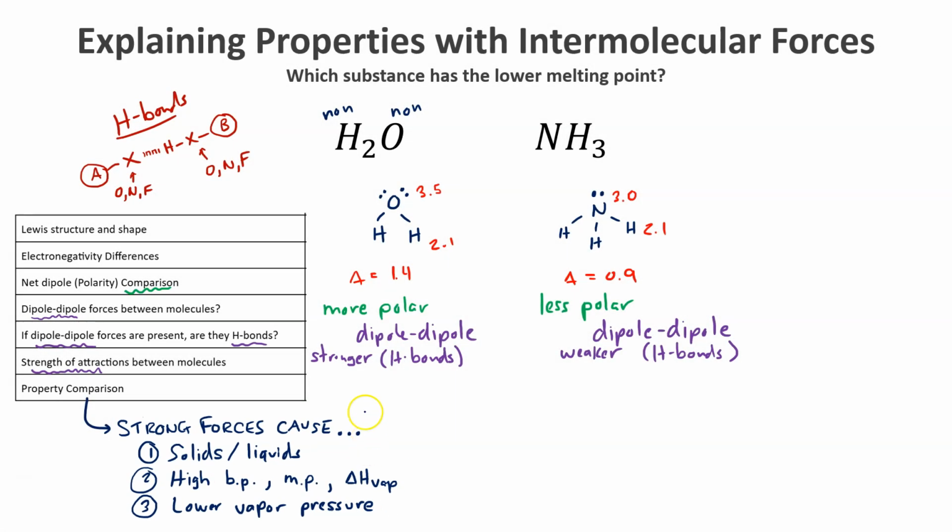The point of this, though, is to compare these guys in terms of melting point, which of course I can now do. Water has stronger hydrogen bonds than ammonia, so therefore water's melting point is going to be higher, at least that's my prediction. Ammonia's melting point, therefore, is going to be lower, and I can go back and answer the original question: which substance will have the lower melting point?